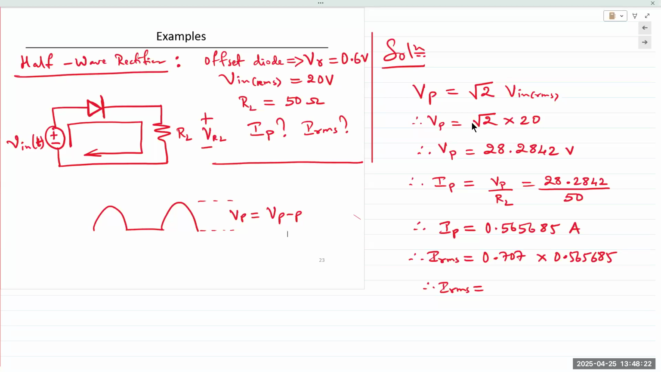So that's a good question. If it's not a full sine wave, can we still use this equation? Yes, it still works. The answer is yes, it works. So what was the answer for I RMS? That's it.